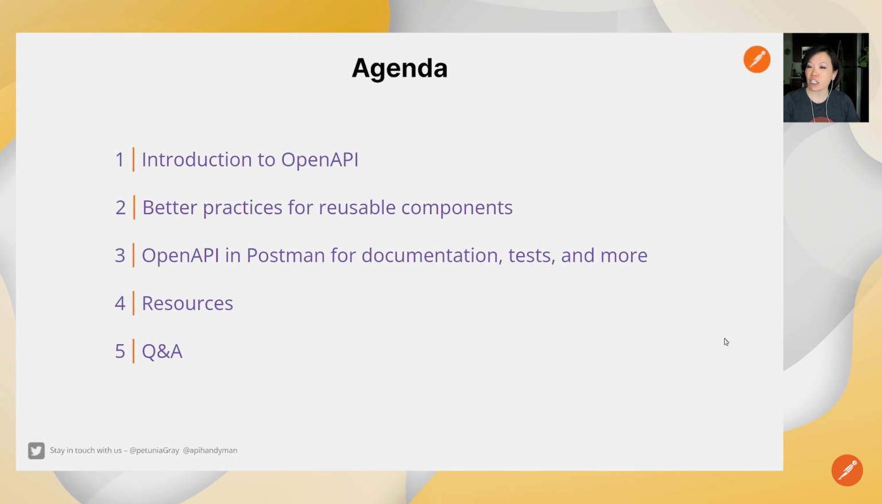So this is an introductory session. If you've never worked with OpenAPI before, or you're just getting started and you want to know a little bit more, we will be introducing what is OpenAPI, and then also go over some better practices, specifically reusable components. That's pretty neat. And then we'll say how you can use OpenAPI in Postman. We'll be taking a look at documentation, tests, a lot of the benefits that people are looking at OpenAPI for. We'll be tactically looking at that. But again, this is an introductory session.